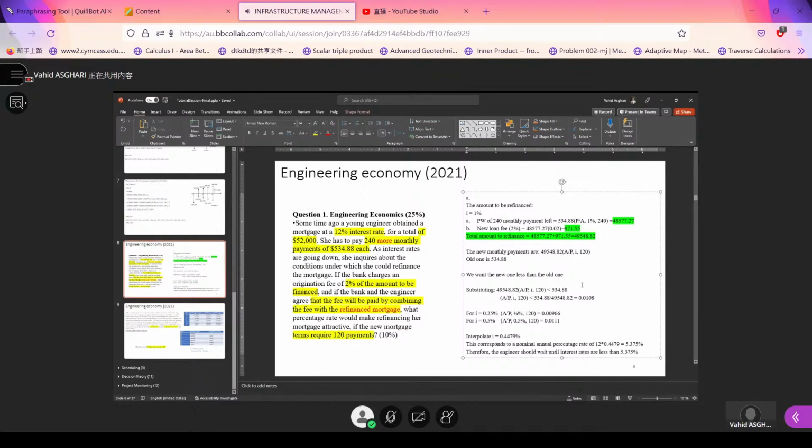So the idea is that, let me make it clear, this green number should be less than the old one. So we just basically put it in this equation and we try using different types of i, and using the interpolation we can find the final answer.